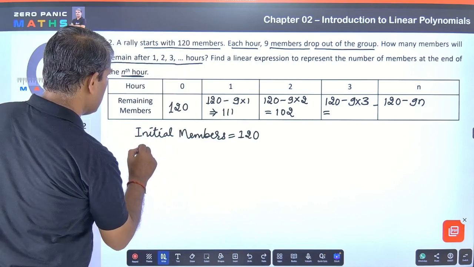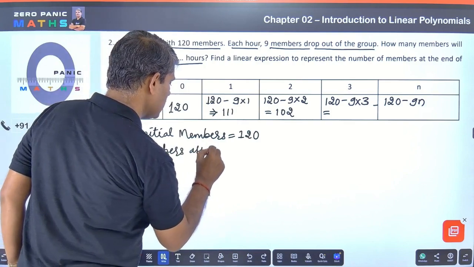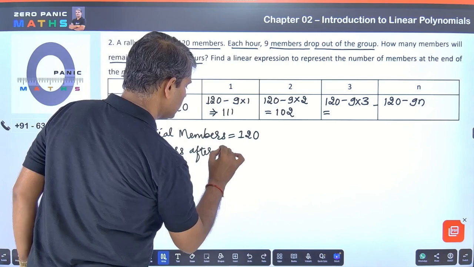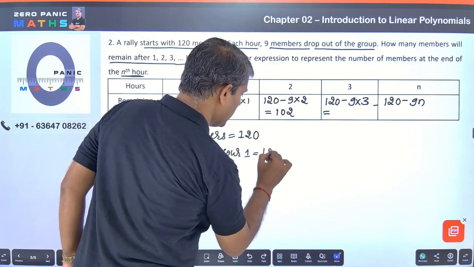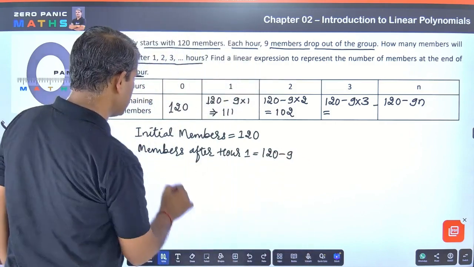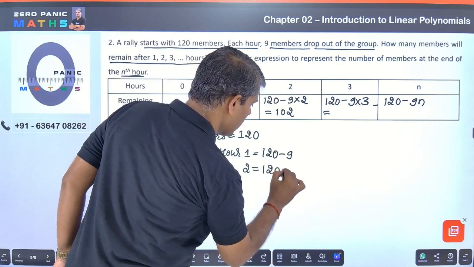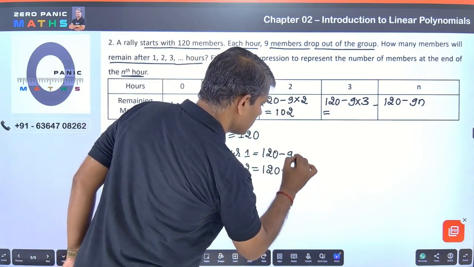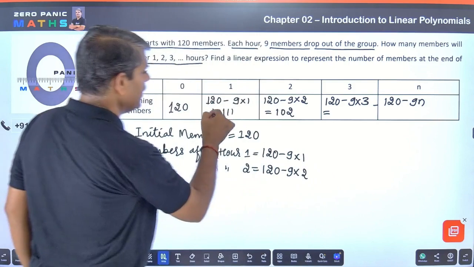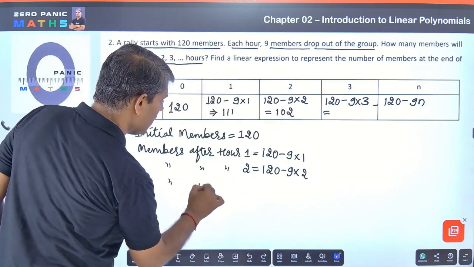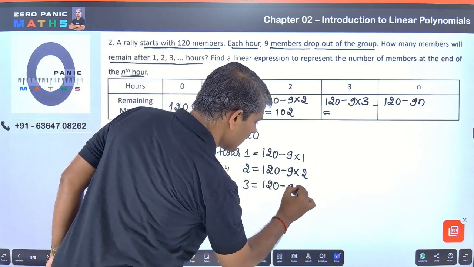Members after hour 1, that is 120 minus 9. Members after hour 2, it is 120 minus 9 into 2. Let me write the first as 9 into 1. You have to write the total value also here, by looking at the table. Now similarly, after hour 3, it is 120 minus 9 into 3.